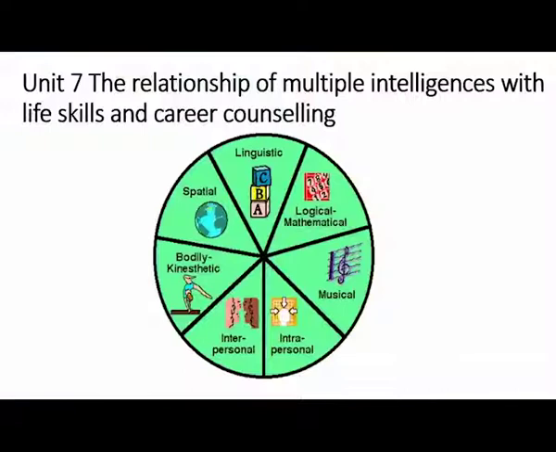Unit 7, the relationships of multiple intelligences with life skills and career counseling. That is important. We have the linguistic, the logical-mathematical, the musical, the intrapersonal, the bodily-kinesthetic, and the spatial.